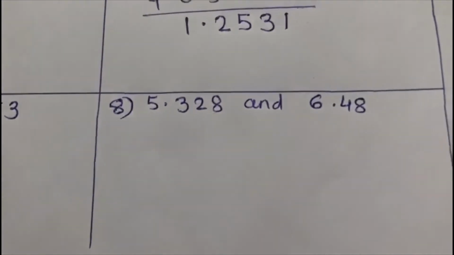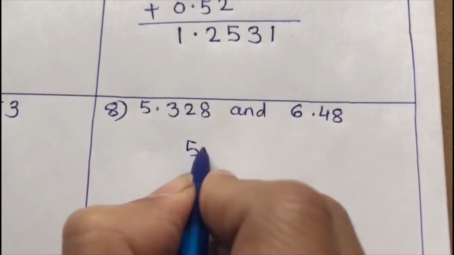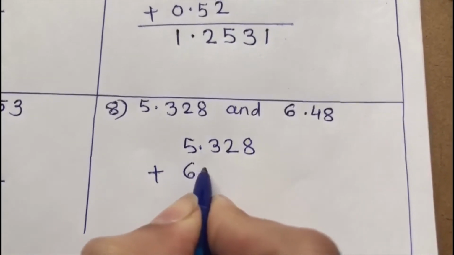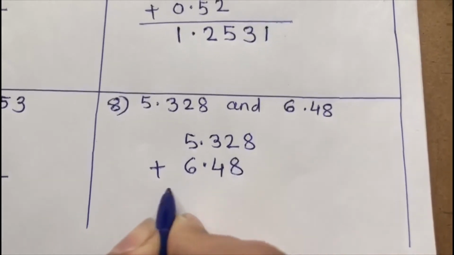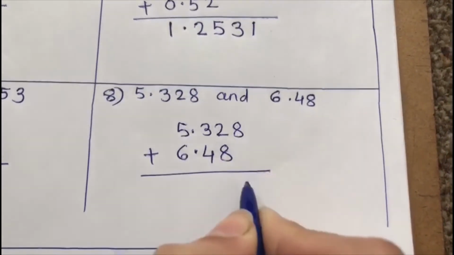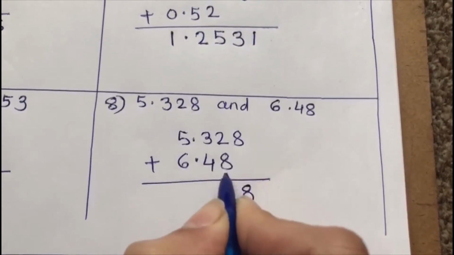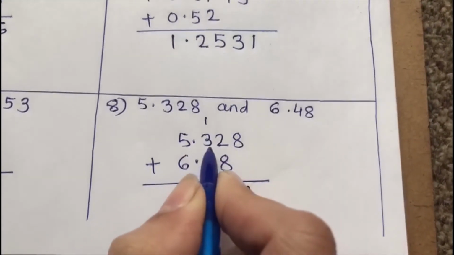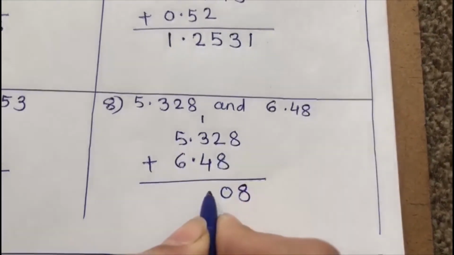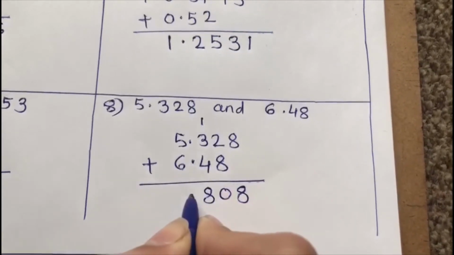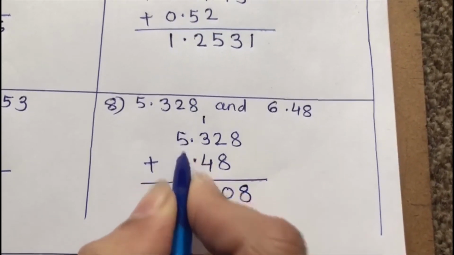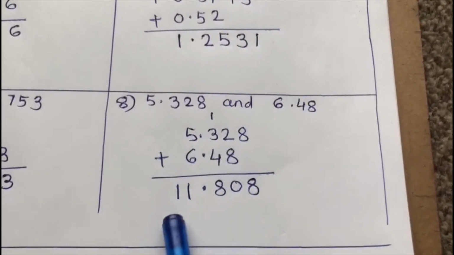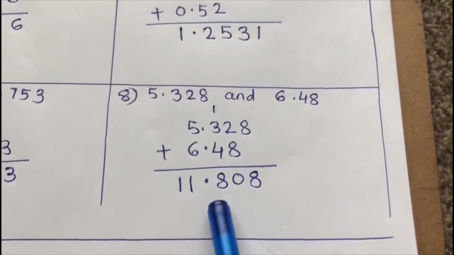Last example is 5.328 plus 6.48. So I write 8 here. 2 plus 8 is 10. So I carry 1 here. 4 plus 3 is 7 plus 1 is 8. I give decimal point here, and 5 plus 6 is 11. When we add these two numbers, it gives the answer 11.808.